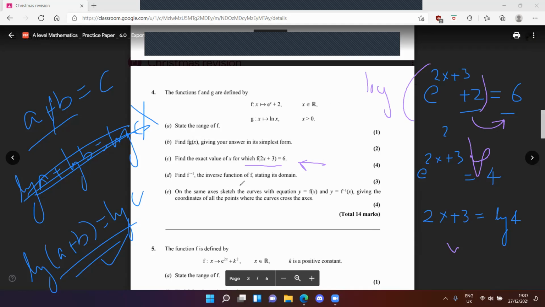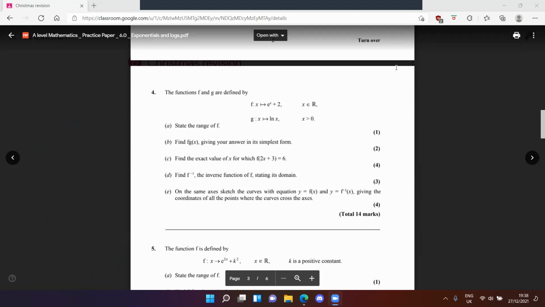Find the inverse f of x. With the inverse of a function, you change the subject. So how do you find the inverse? This y is e to the power x plus 2. That's the function, and you have to find the inverse. So rather than f of x, I'm just writing y. You change the subject, like you probably would have studied this in GCSE. If we do x equals e to the y plus 2, and we solve for y.